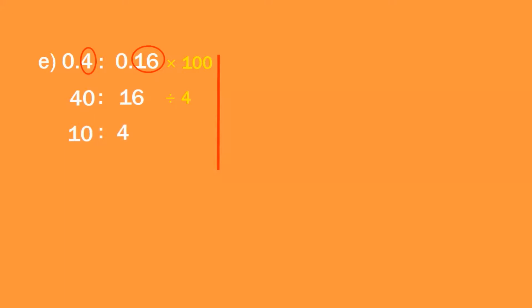Is this the simplest form? No, we can simplify more. So 10 and 4 can be divided by 2. 10 divided by 2 equals 5, and 4 divided by 2 equals 2. So the ratio in its simplest form is 5 to 2.